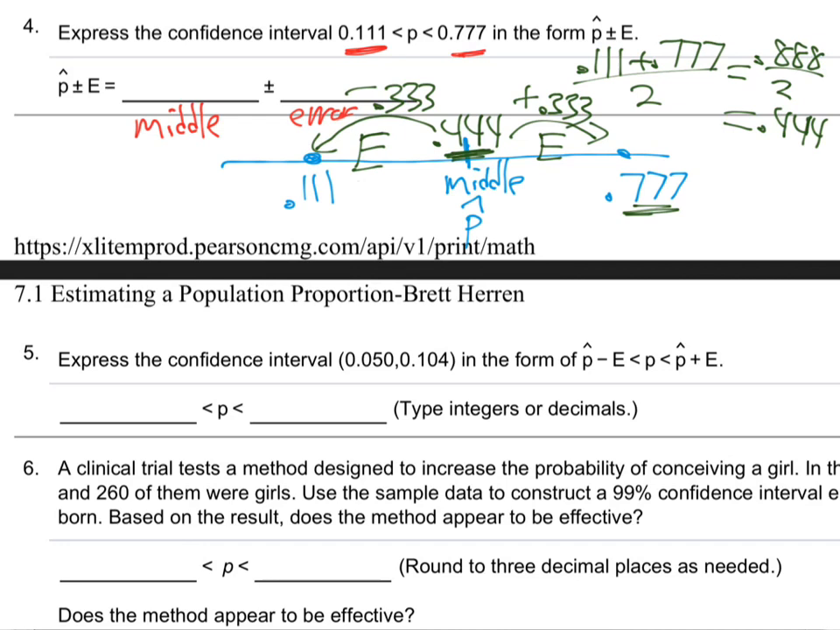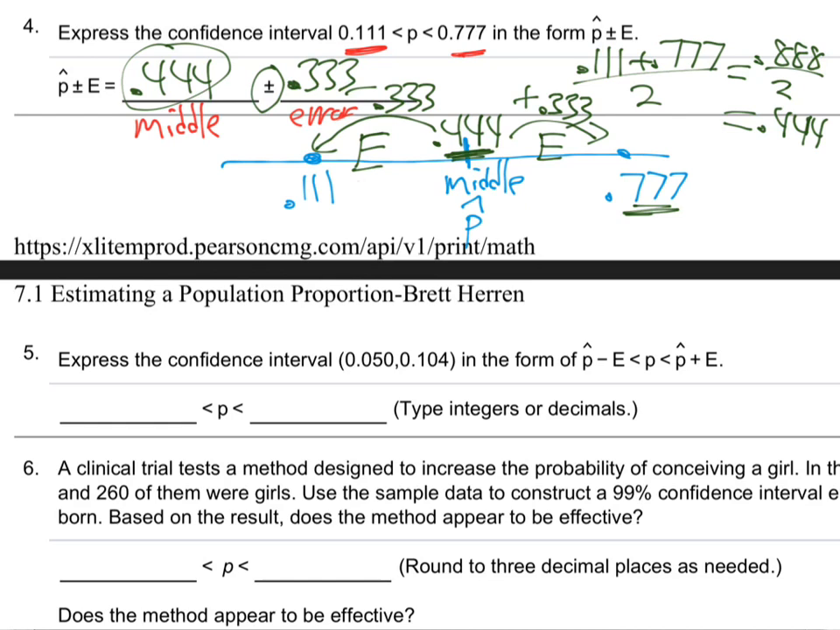So what do you want me to write here? 0.444, the middle, and then the error, 0.333. That's what they want. They're saying it's the middle 0.444, add or subtract 0.333. That's it, we're done. They just wanted me to fill in those two blanks.